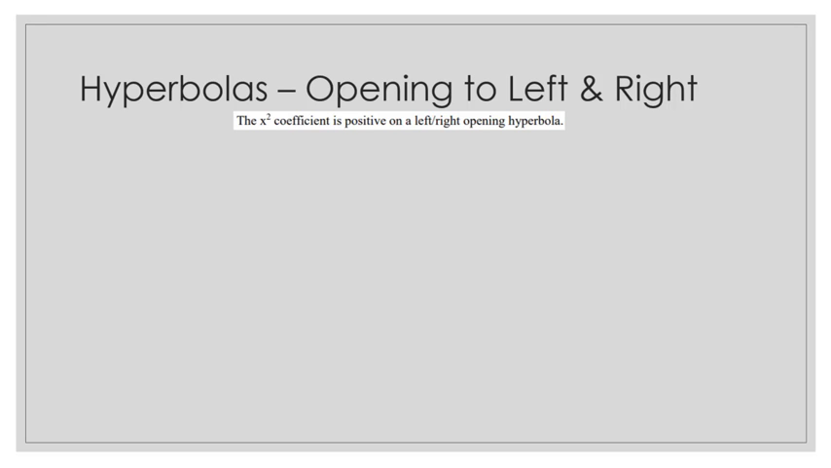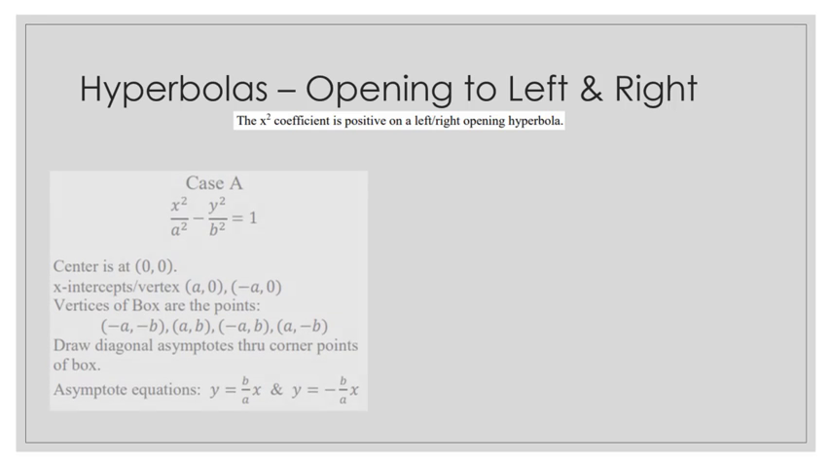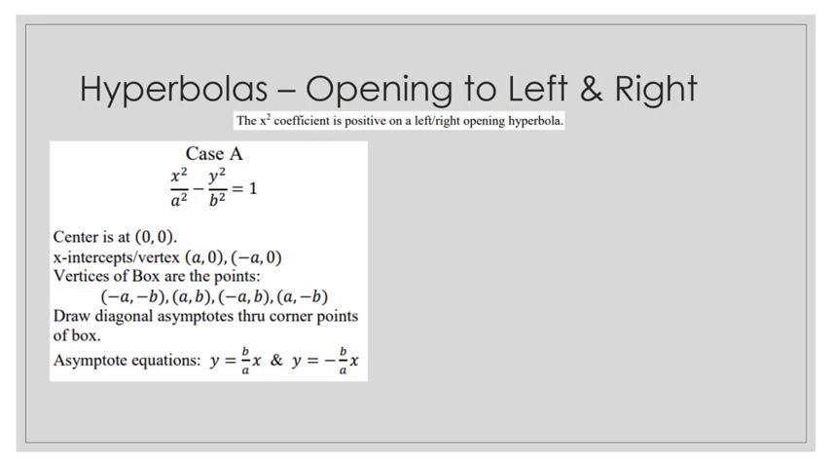All right, if the x coefficient is positive, then we know it's going to open left and right. Now on the hyperbolas, there's going to be a minus sign in there somewhere. So you'll know it's opening left and right. First off, I know it's a hyperbola if there's a minus sign in there. But if the x is positive, it's going to open left and right.